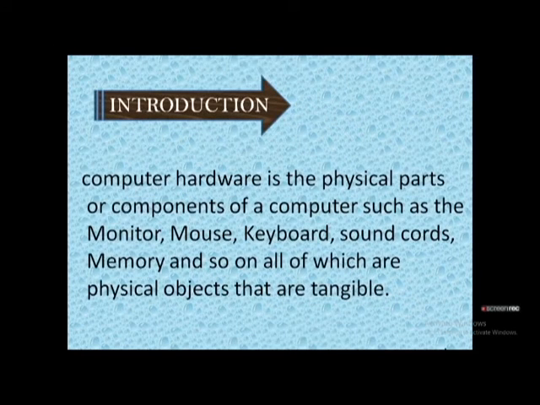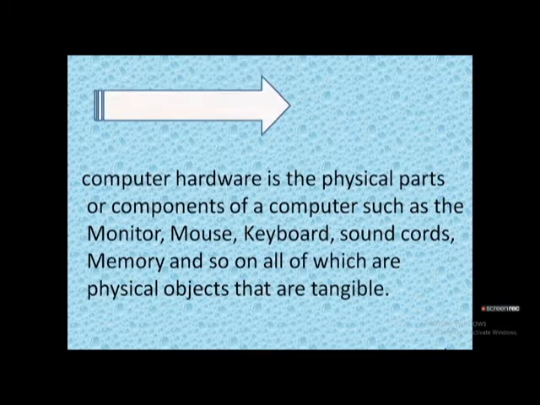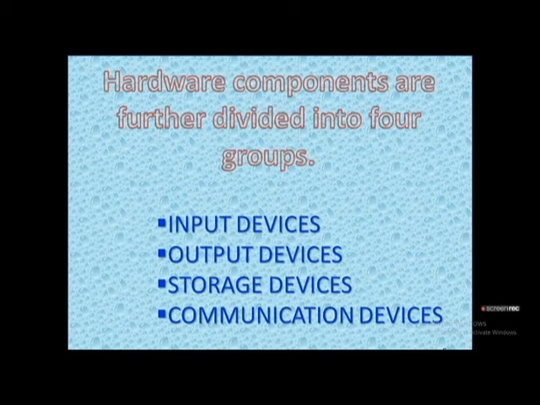Introduction. Computer hardware is the physical parts or components of a computer, such as the monitor, mouse, keyboard, sound cards, memory, and so on, all of which are physical objects that are tangible. We can divide the hardware components into 4 groups: first input devices, second output devices, third storage devices, at last communication devices.